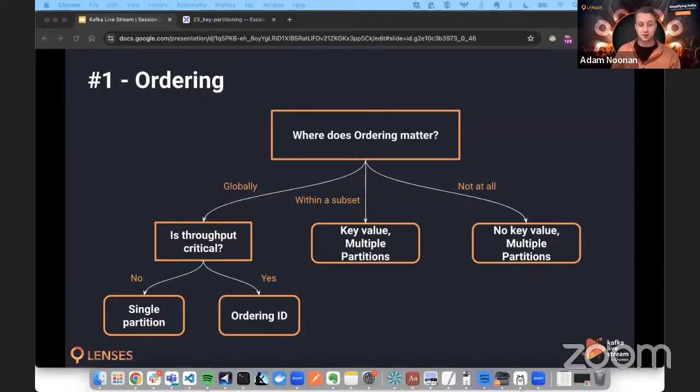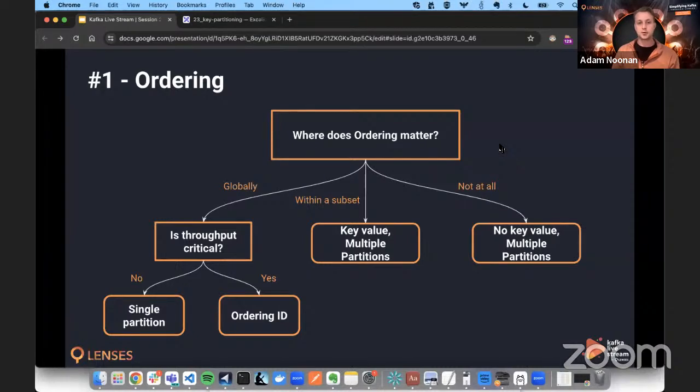If throughput is critical, then you're going to have to get a little bit creative. One solution we came up with is adding an ordering ID to the actual Kafka message so that downstream, later on, you can derive some sort of order. But if you're using more than a single partition, you can't be guaranteed of order in Kafka itself.